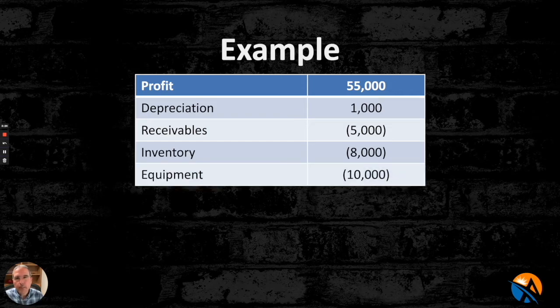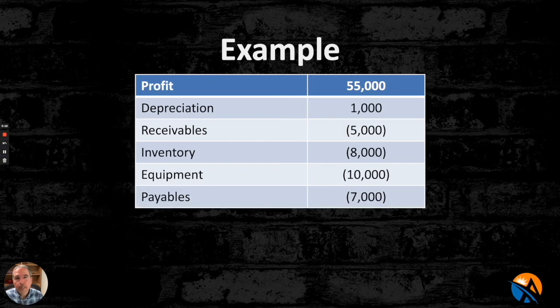I'll say they purchased $10,000 of equipment, and this expense is not in your profit and loss statement, but will be in your profit and loss statement over time, utilizing depreciation, which we talked about a little bit earlier. Payables went down by $7,000. This means that we paid down items we owe, such as accounts payable or maybe a credit card balance.